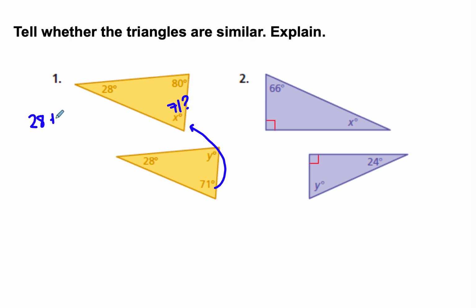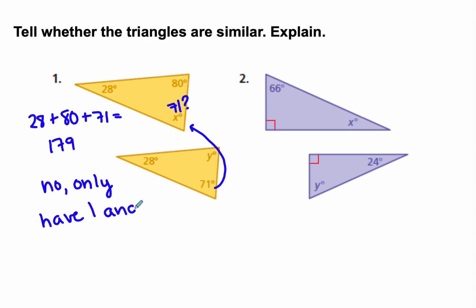28 plus 80 plus 71. Let's see what that equals. So 28 plus 80 plus 71 is 179. No, they only have one angle in common.